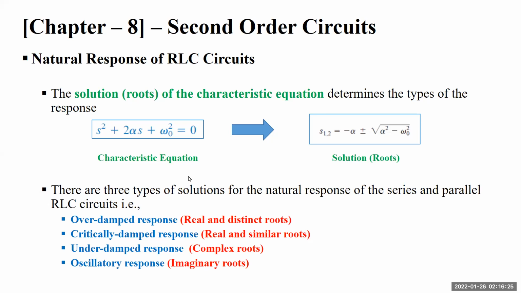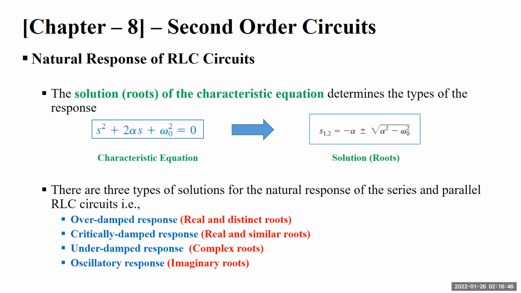These responses are classified as overdamped response, which comes when we have real and distinct roots. We have critically damped response, which comes when the roots are real and similar. We have an underdamped response when we have complex roots, and we have an oscillatory response when we have imaginary roots.